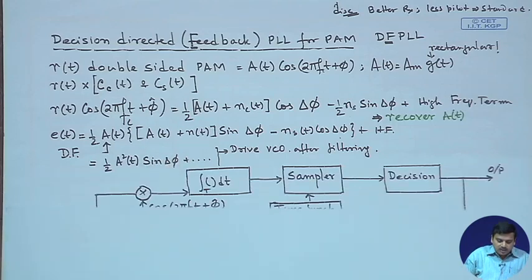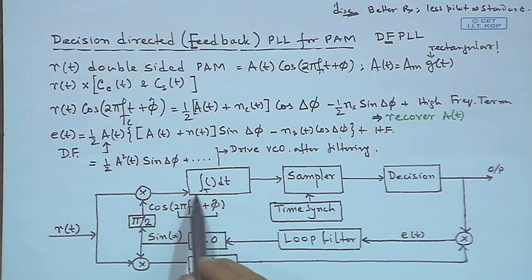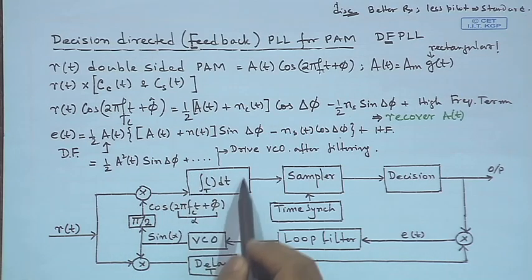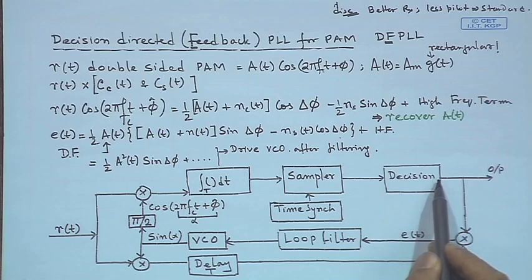So, the typical block diagram for this situation is the received signal, which you pass in both directions. You have a VCO which generates a sine 2 pi f_c t plus phi cap. I have written alpha just to indicate the phase, it is phase shifted by pi by 2 and fed on the other side. You integrate it, the loop filter you can think of, which also removes the high frequency signals, and sample it. So, you need the symbol timing and then make a decision.